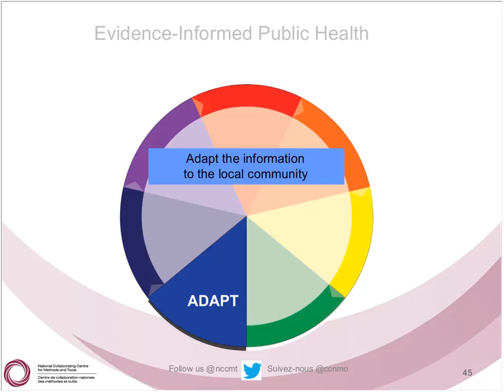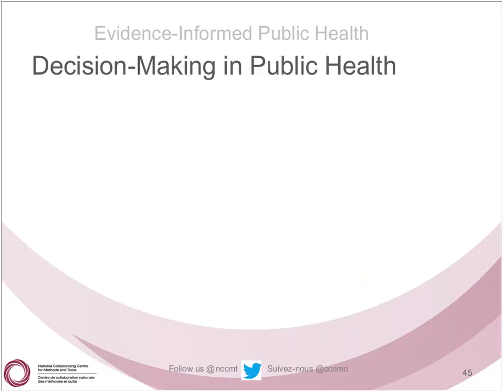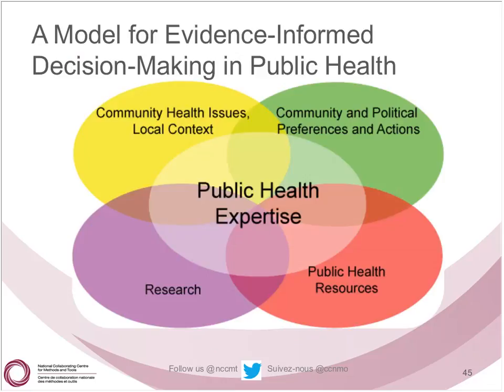So the adapt step says, before you go running off and making a decision based on what you found, you need to take into account what's happening in your local community and the characteristics of your community to see whether that evidence really will apply to your setting. So back to this model, we looked at this right at the beginning, saying that when we're making a decision, we need to take a lot of things into account. And in this adapt step, we really see how this starts to play out.